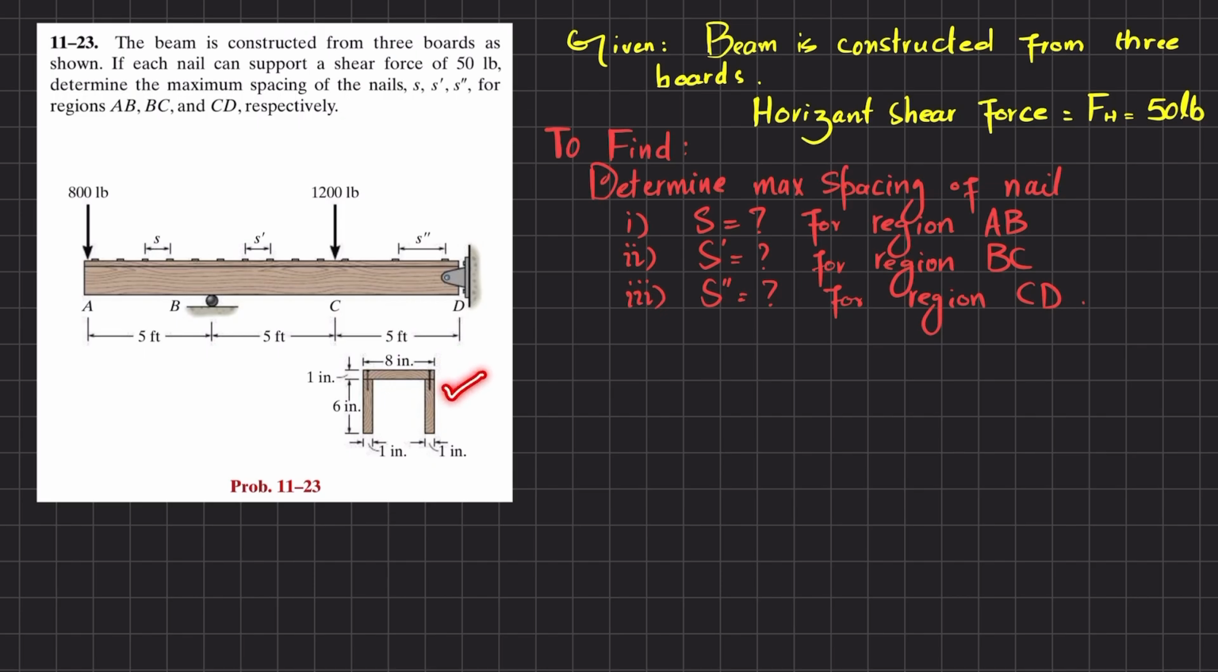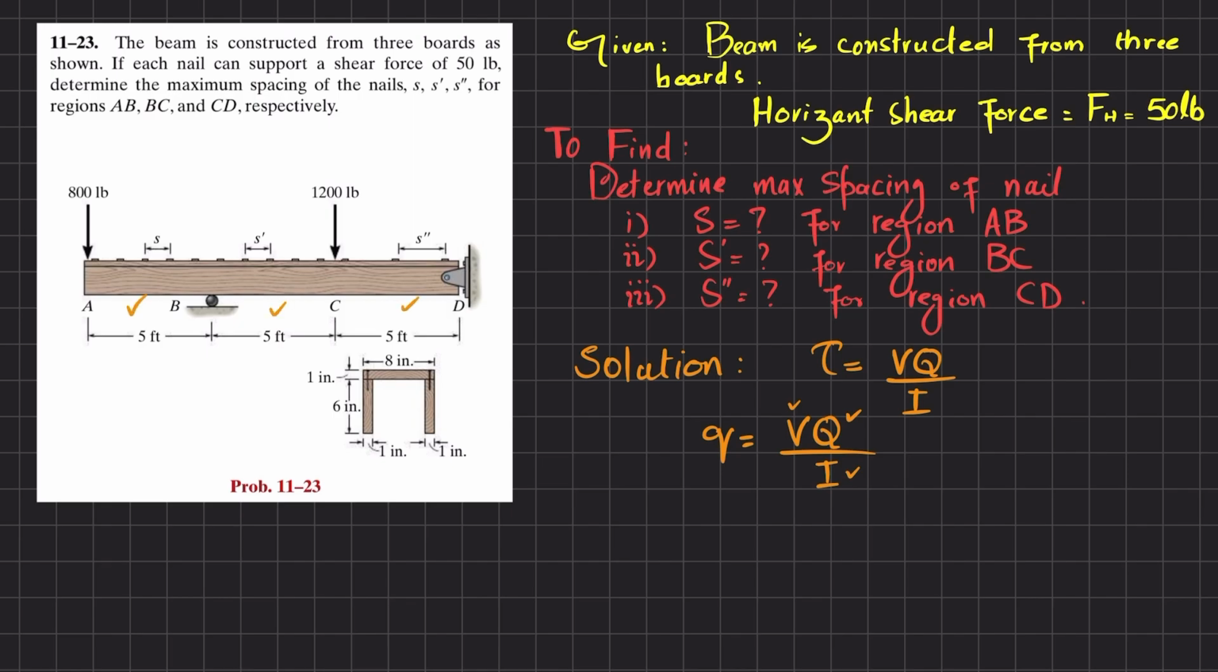The cross section of the beam is given, and it consists of 3 boards that are nailed together. We know that shear flow, which is the horizontal shear force per unit length, is VQ divided by I. So we will need the shear force, the moment of inertia of this beam, and Q as well. So we will find the shear force for regions AB, BC and CD.